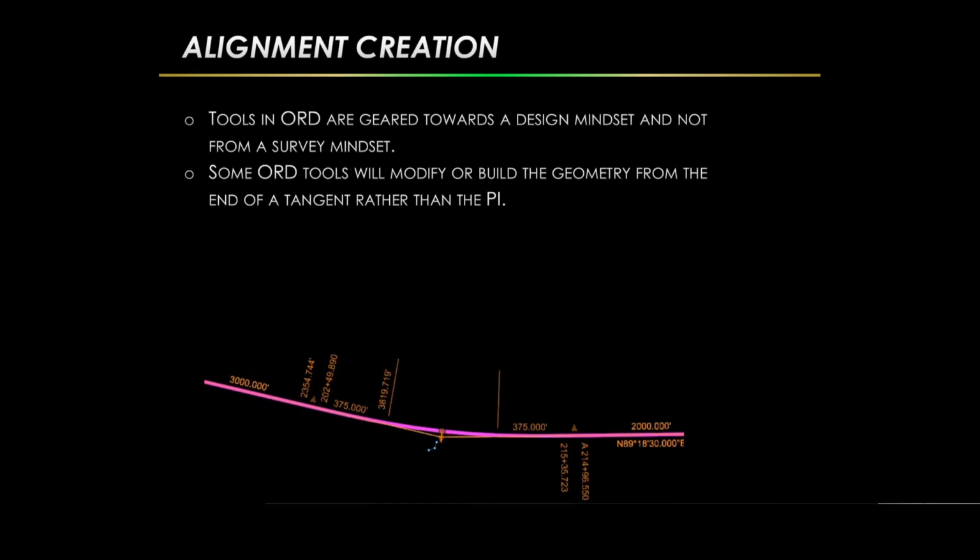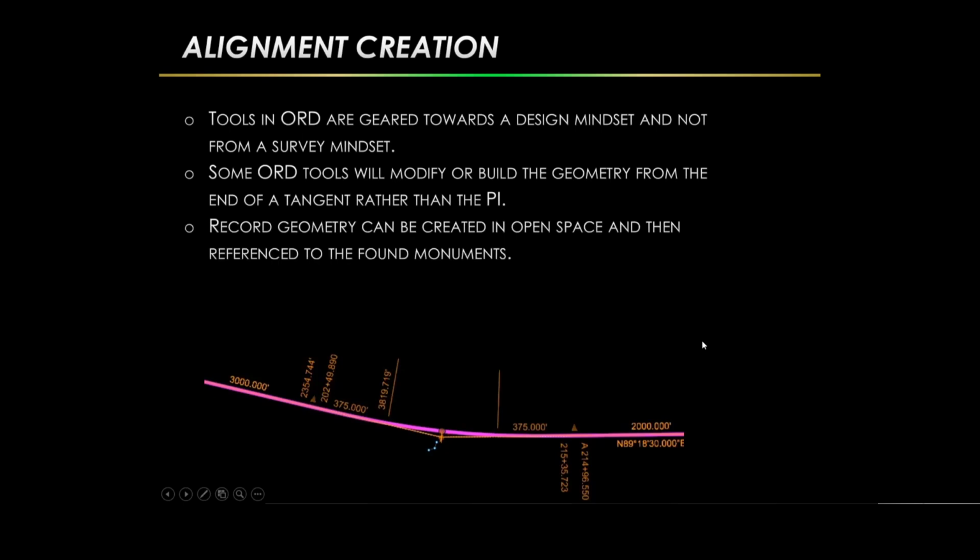When a designer looks at alignment, they're building onto the end of the tangent to put a curve by a design manual that will fit the situation. And we're looking at it differently. We're trying to evaluate existing evidence and recreate an alignment that was already out there. So we approach it a little differently.